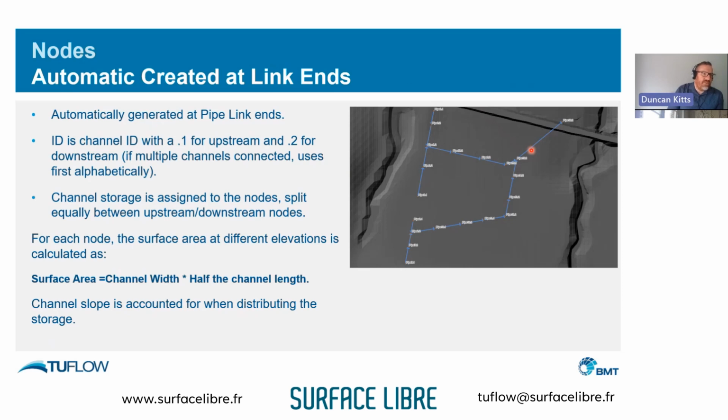So each node is then assigned a surface area at different elevations, and it's all calculated based on the length and also the channel slope associated with that link. And then that's distributed between the upstream and downstream nodes.